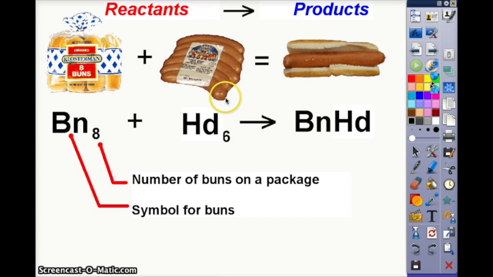This causes very much confusion when you are going to buy them, because you're not always going to have the same buns to hot dog ratio. So we need to figure out how many bun packages, or bun molecules, and how many hot dog packages, or hot dog molecules, we need so that we have an equal bun to hot dog ratio. The 8 represents the number of buns in a package, and BN is the symbol for buns, just like the 6 is the number of hot dogs in a package, and HD represents hot dogs.